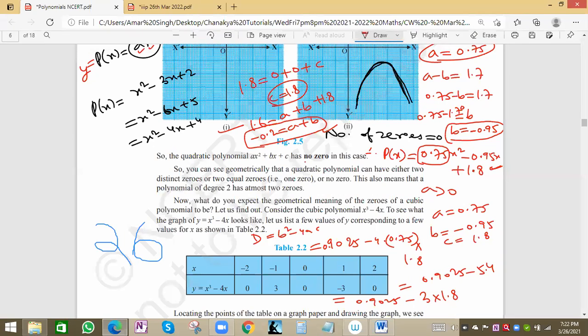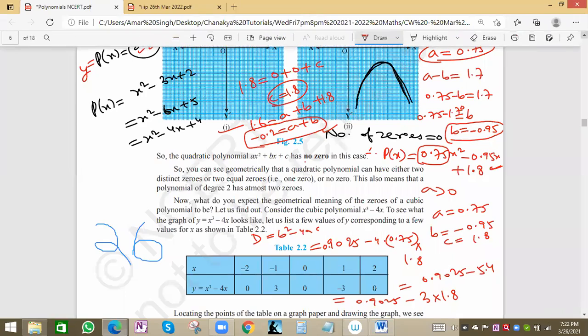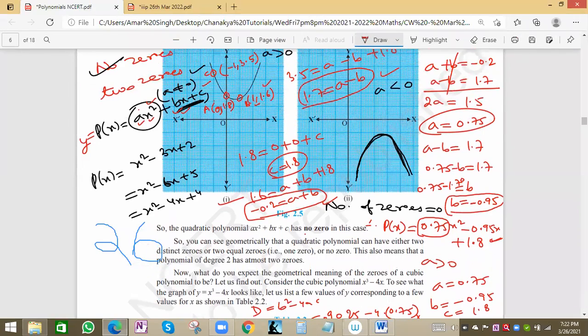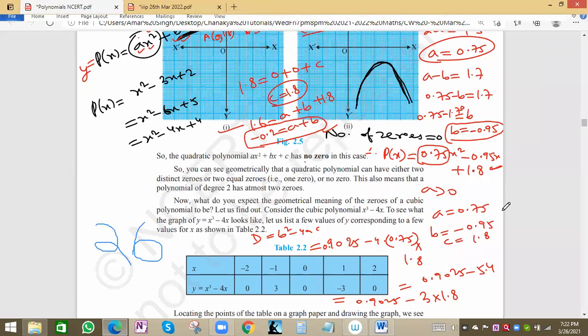This is coming as a negative value, so you will say there is no solution, because these are rough diagrams, not accurate graphs. If a is negative, then what will be the sign of b square minus 4ac? 0.75 into 4 is 3, correct? Into 1.8 is 5.4. So 0.9025 minus 5.4 will give a negative value.